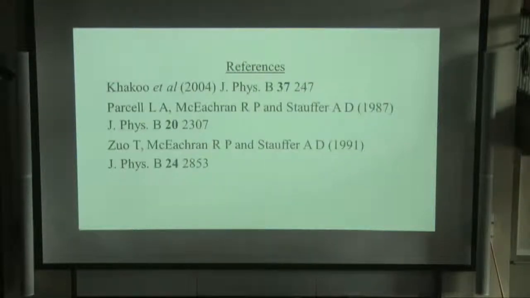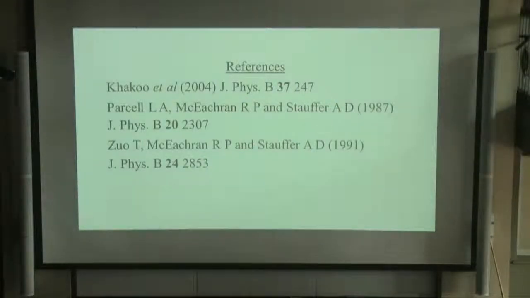So finally, just in case you're interested, here's the references for the experiment. Here's the reference for the integration in the complex plane. Here's the reference for the integral form of the Dirac equation. So if you're interested, you can look at those.